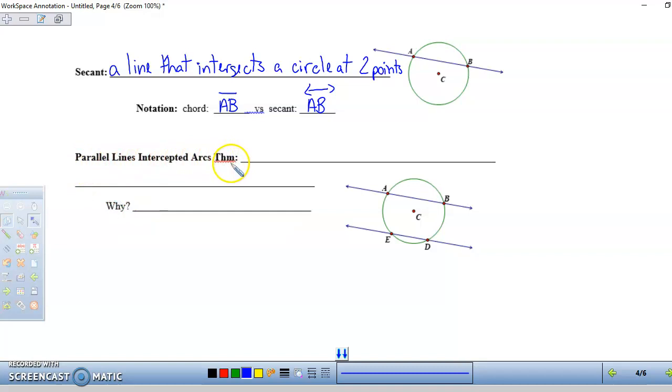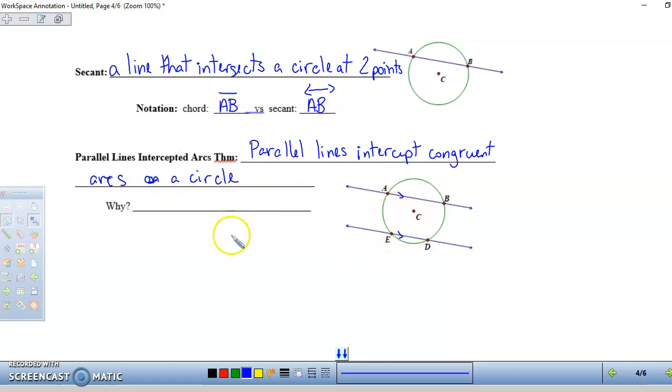Parallel lines, intercepted arcs theorem. So here, if we are given that these are parallel lines, and those are two secants, so parallel secants, then what you can say is that parallel lines intercept congruent arcs on a circle.